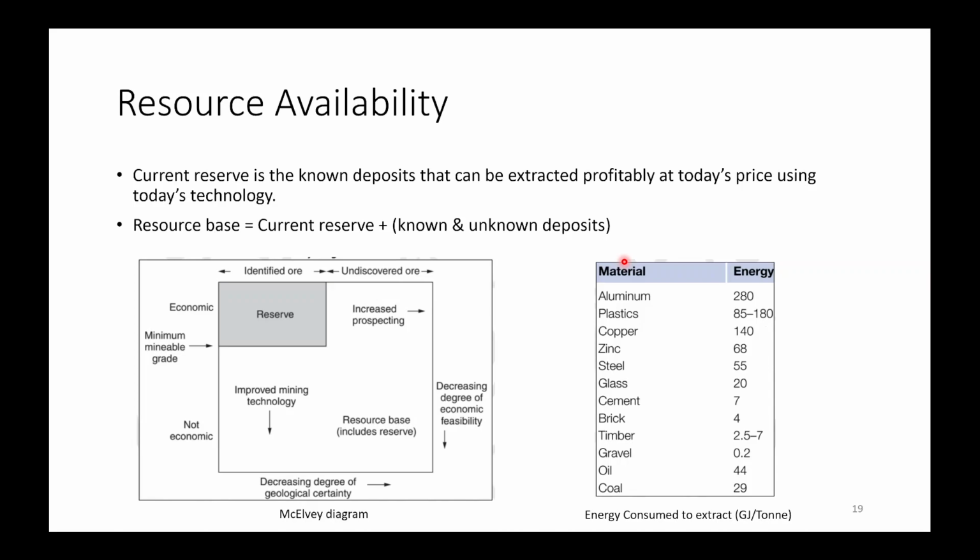Now these are certain materials and the energy that is required to extract them. Aluminium requires a lot of energy, around 280 of the energy, and plastics are lower compared to aluminium. Then copper, and the easiest ones are cement, bricks and gravel, so these we use very abundantly.